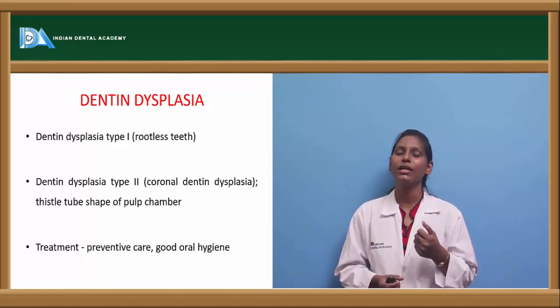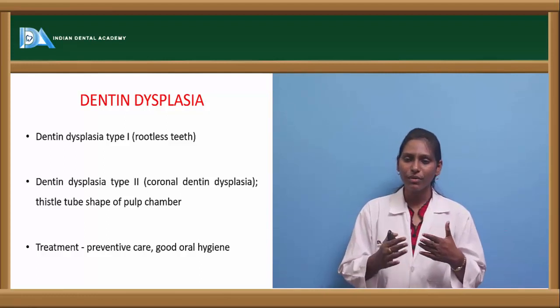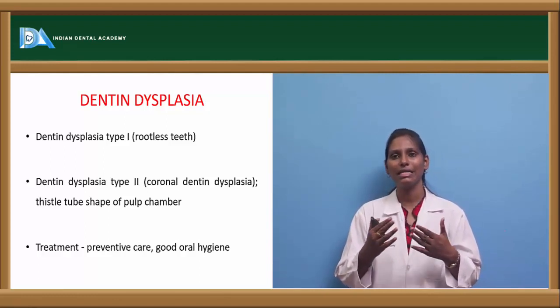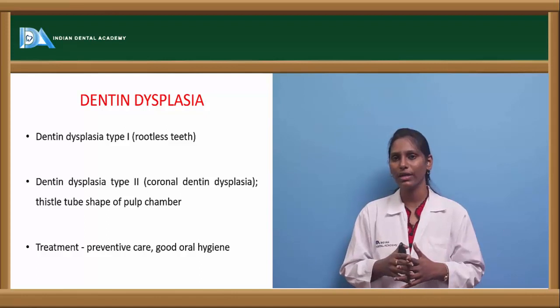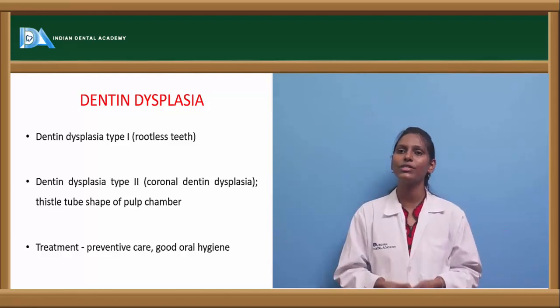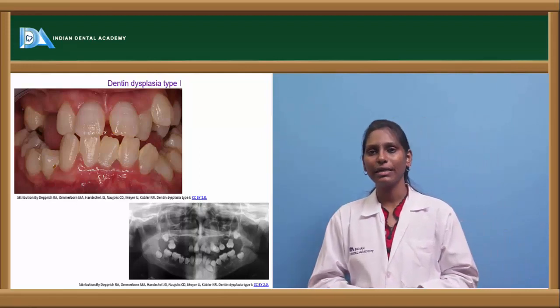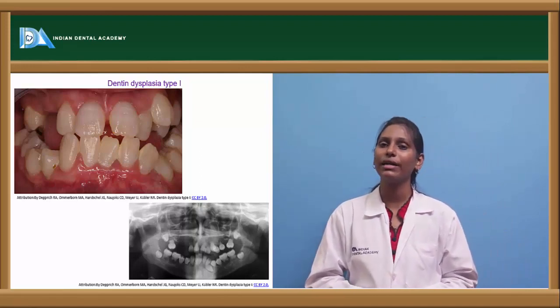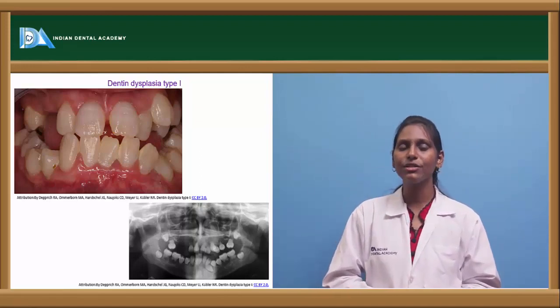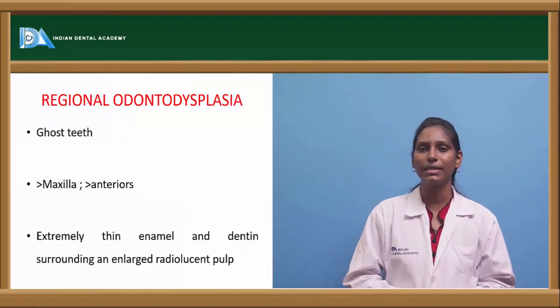And if the patient is having more difficulty with the aesthetics, then you go ahead with veneers or crowns in these cases of amelogenesis, dentinogenesis or dentin dysplasia. If multiple teeth are to be extracted, then in those cases we go ahead with prosthetic rehabilitation to maintain the occlusion and also the aesthetics of the patient.